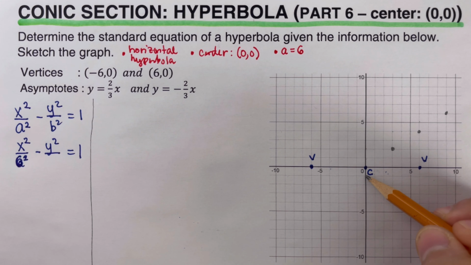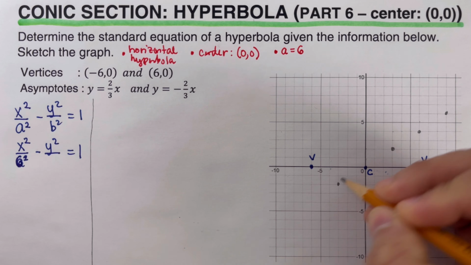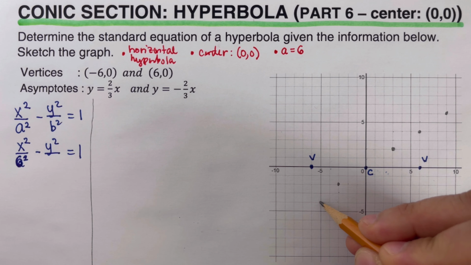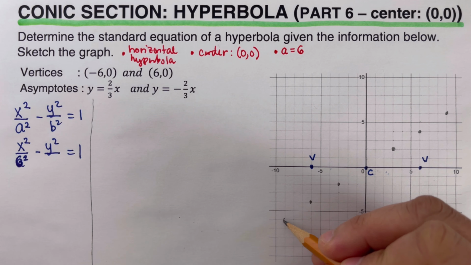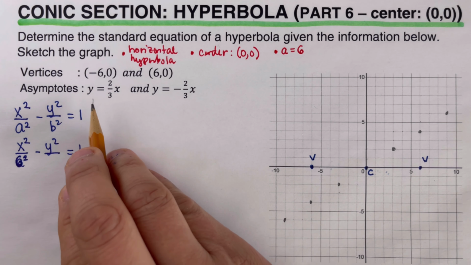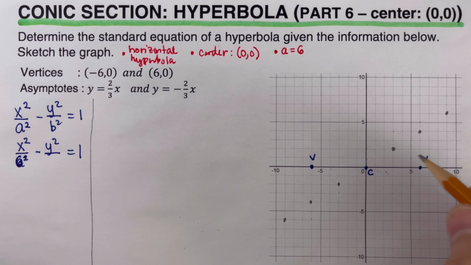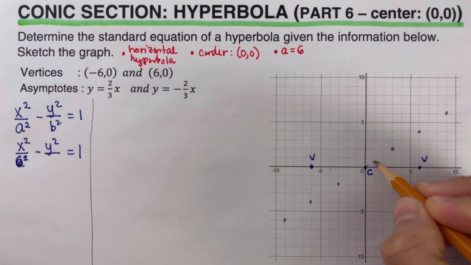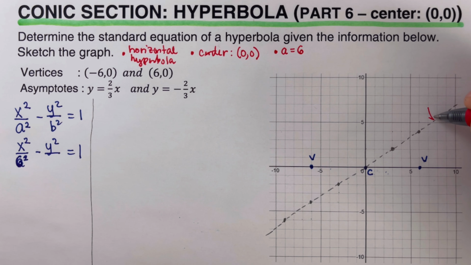That would be negative: down 2, left 3. So this is the next dot, and this is the next dot, and this is the next dot. So this is the first asymptote, which has the equation y equals 2 over 3x. So I'm going to draw that asymptote up here. The equation for this asymptote is y equals 2 over 3x.